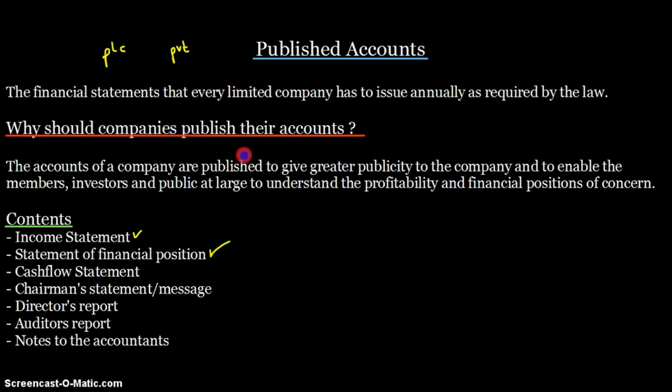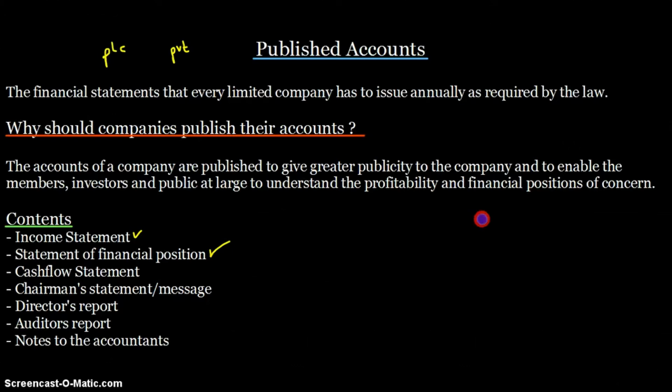Why do they have to compromise their inner affairs to other people? The accounts of a company are published to give greater publicity to the company and to enable the members, investors, and public at large to understand the profitability and financial positions of the concern. So all the investors, members of the business, public at large, basically your stakeholders. One word for all of these is stakeholders. You need to provide information to your stakeholders so they can look at the financial position of the concern.